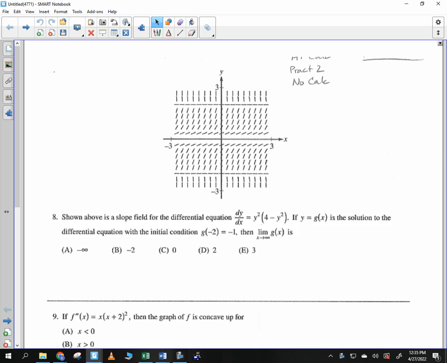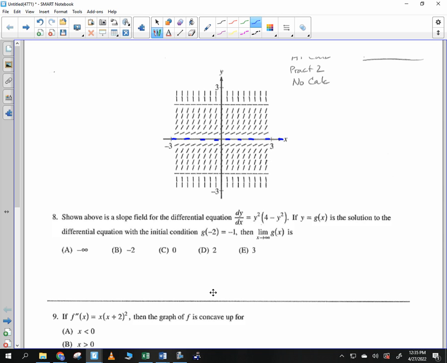First question starts off, and my guess is that people were fairly confused right away. Yeah. Let's think about the slope field that's given. Notice the slope field says it's y squared times 4 minus y squared. So one thing I'm going to notice is that if y is equal to 0, then the slope is 0, correct? So I notice that along any point here, I also have a slope of 0, okay?